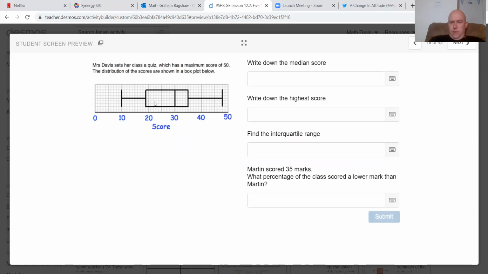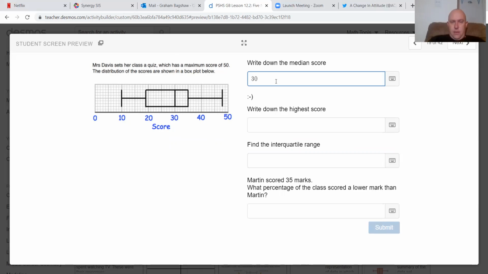So this looks like a typical kind of an SOL type question. They've given us a picture. They've told us what's going on here. Write down the median score. So basically it's knowing what we're looking for. So the line in the middle of the box, which is at 30, that would be our median. Highest score, so this is a scale of 1 here, so 40, that's 45, 46, 47, that looks like 48.